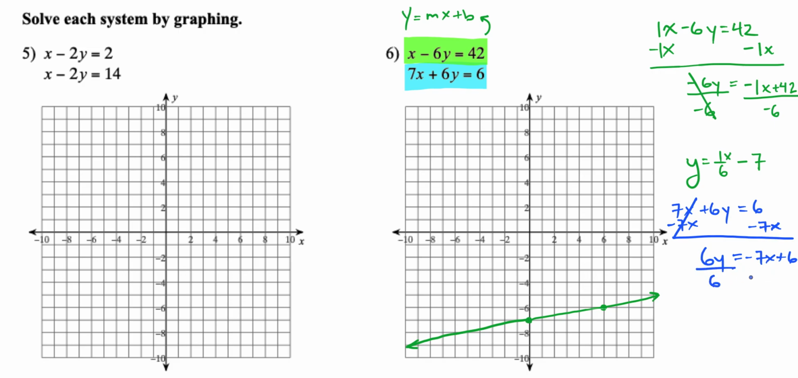And then I'm going to divide by 6, divide everything by 6. And then this cancels out. I get y is equal to negative 7x over 6 plus 6 over 6, which is just 1. So again, I have my starting number at 1, or my y-intercept at positive 1. So I'm going to make a point at positive 1. And then I go down 7 because it's negative 7, and then over 6. So from my starting point, I'm going to go down 7, 1, 2, 3, 4, 5, 6, 7, and then over 6. So right here.